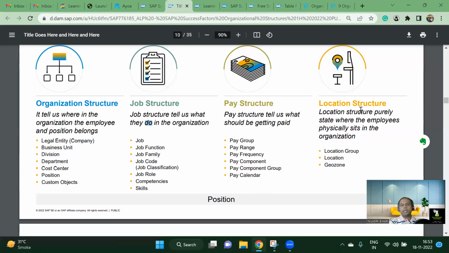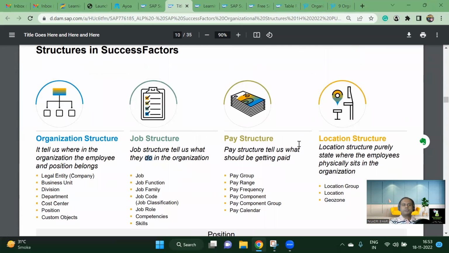And the same goes with location. Geographically, where exactly employees are physically sitting in the organization. So we'll be talking about location structure. In the location structure, you will have a location, your location group, your particular geographical areas. All those details will be covered here.